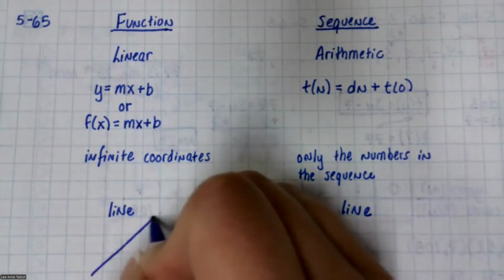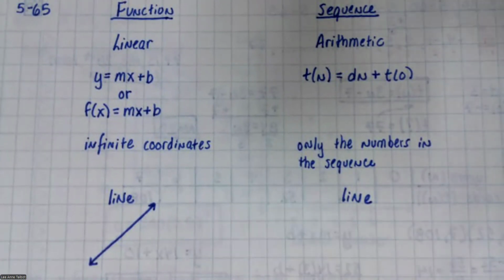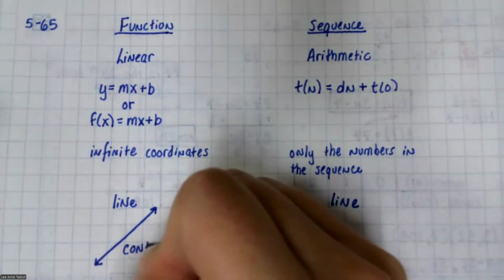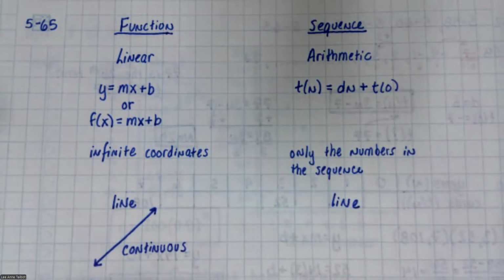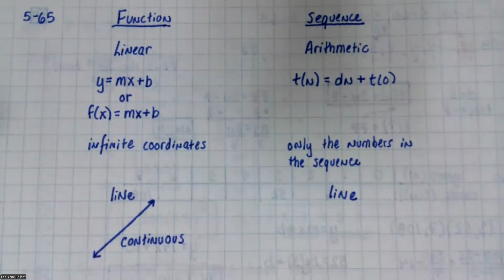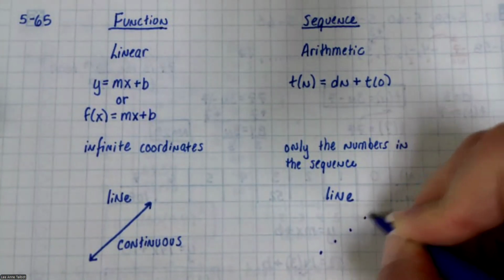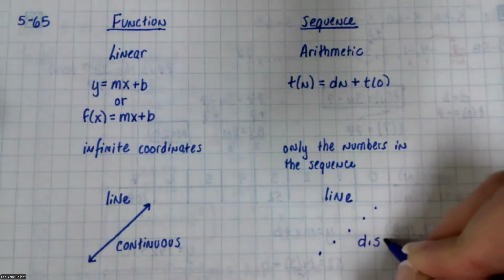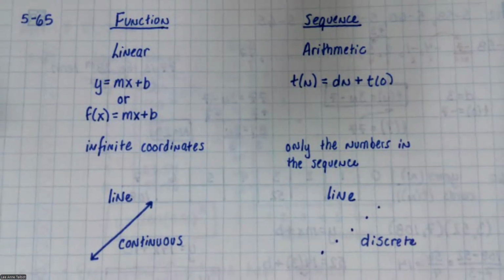The line for the function has arrows on both ends and is connected, and that's called continuous. And the sequence just has the dots that are for that number pattern, and that's called discrete.